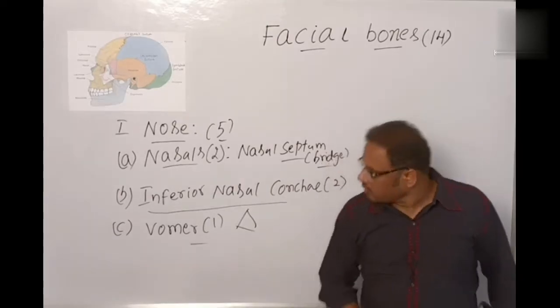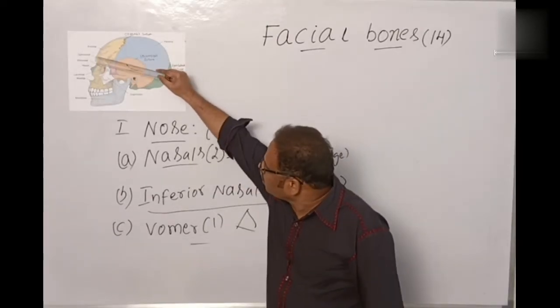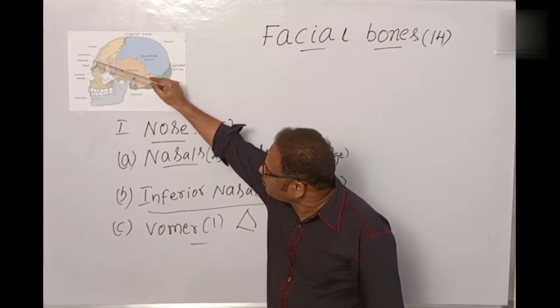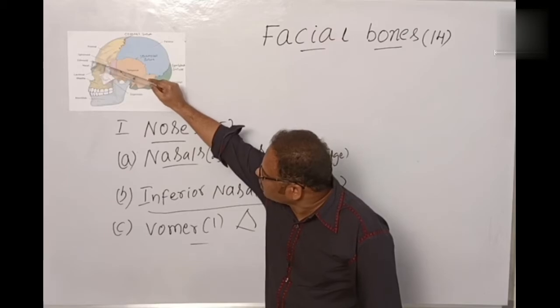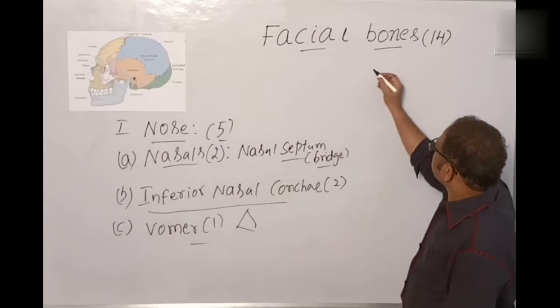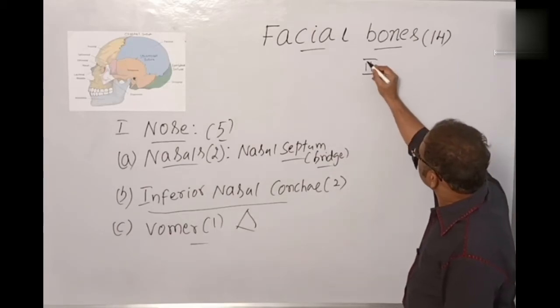So here, in the diagram, these are the nasal bones, the green structure which you are seeing here. This green part displayed in the diagram is the nasal bone. This is the nasal bone here. Very important.